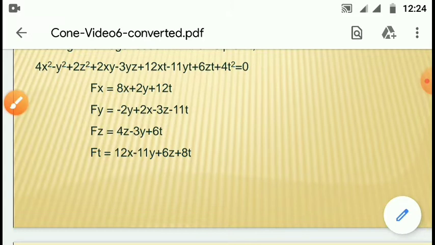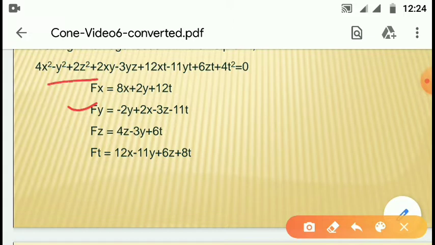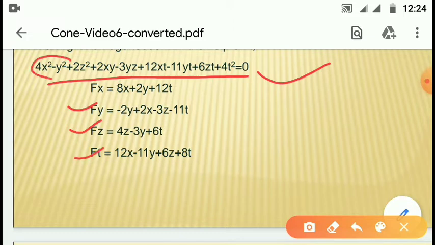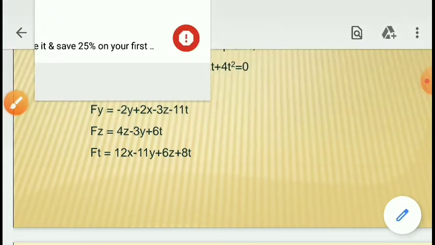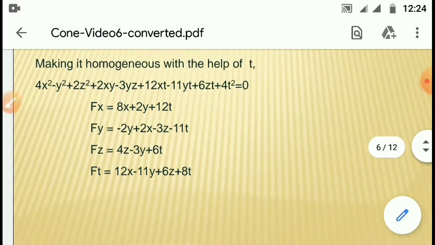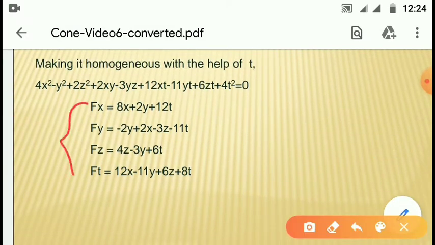In a similar way, differentiating partially with respect to y, you will get this, and differentiating this equation partially with respect to z, you will get this. Differentiating partially with respect to t, all these terms are independent of t, therefore their derivative is 0, and you will get only 12x minus 11y plus 6z, and the derivative of 4t square is 8t. Therefore you will get these four terms: fx, fy, fz, ft.